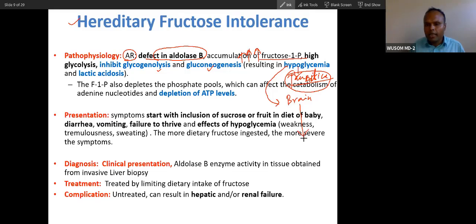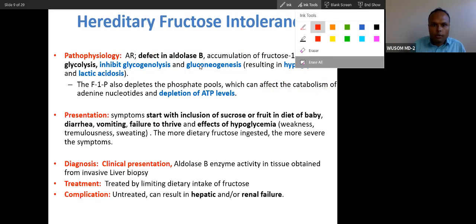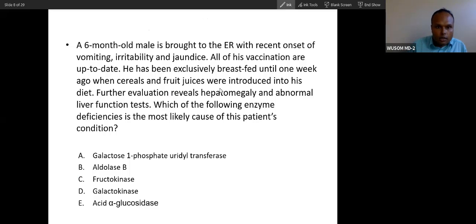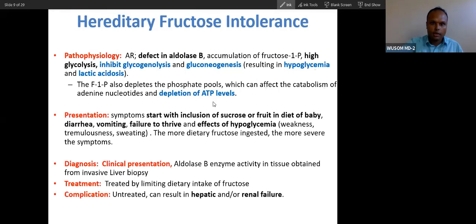So you can see vomiting here, and because of this vomiting and failure to thrive, the brain and other parts of the body will also have deficiency of this. And because of accumulation of fructose 1-phosphate, you can imagine this will cause hepatomegaly. So hepatomegaly is explained. If you know Von Gierke disease nicely, it will not be that difficult to understand this. So you can see hepatomegaly here also.